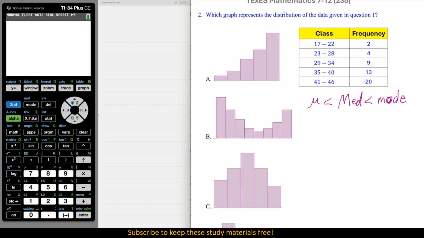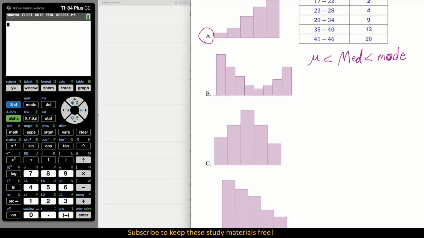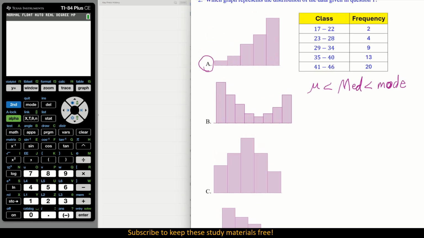It was the greatest. And remember, my way of looking at it was, okay, if your mode is the largest value, then your skewed tail will be on the opposite side. So my mode is on the right, so my skewed tail should be on the left. And that would give us A, okay? Now, let's look at the others, all right? What we're getting is we're getting this shape, okay?